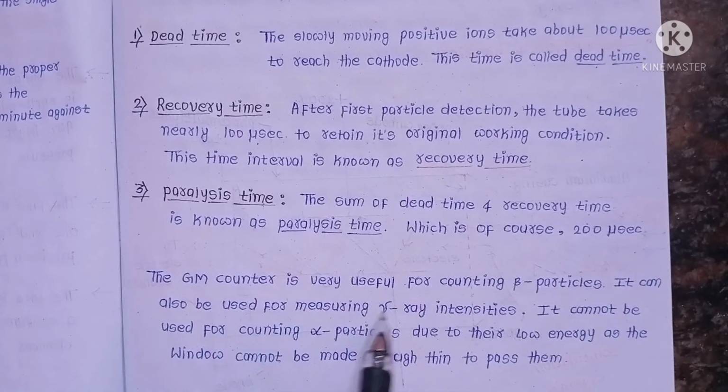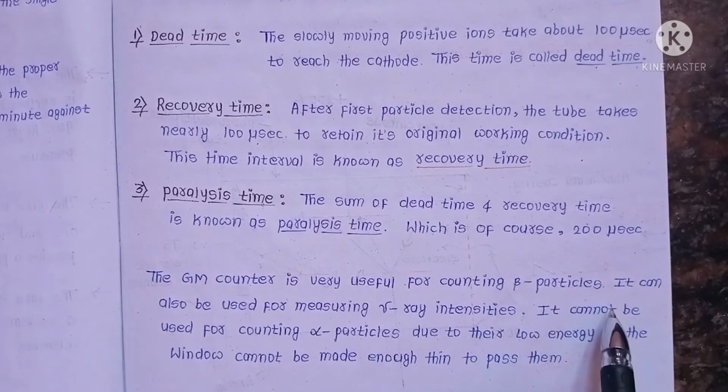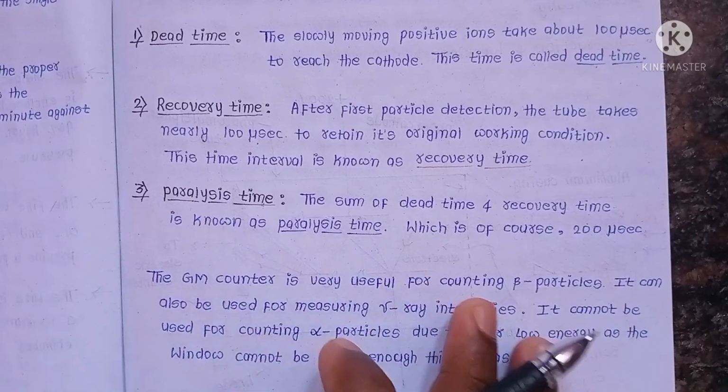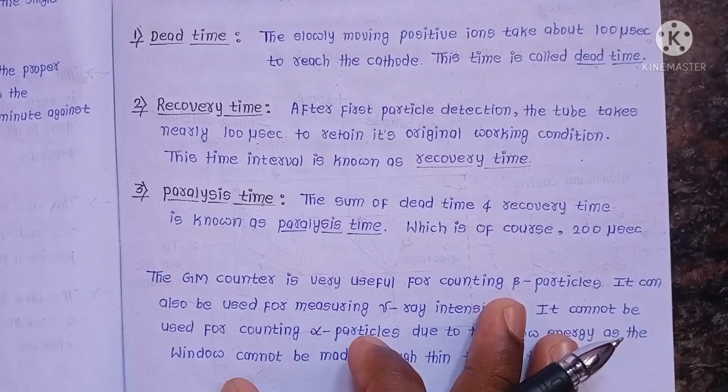The GM counter is useful for counting beta particles. It can also be used for measuring alpha or gamma ray intensities. It cannot be used for counting alpha particles because the energy of the alpha particle is very low and the window cannot be made thin enough to let them pass. That is, the mica sheet which is used cannot allow such a less energetic particle inside the GM counter. So this is about the general construction, working, and counting rate of the GM counter.